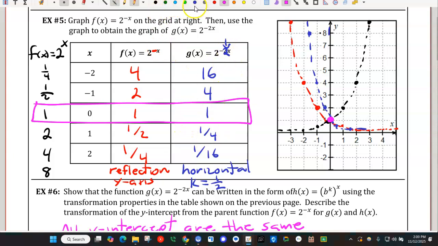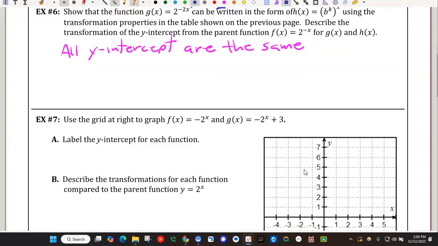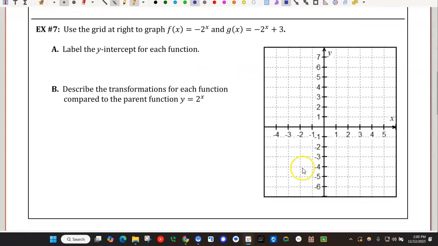Oh, be careful, it is dilation. Okay, dilation, not like diagram. It's just dilation, di, and then lation. Sometimes people spell that wrong. All right, let's try another.